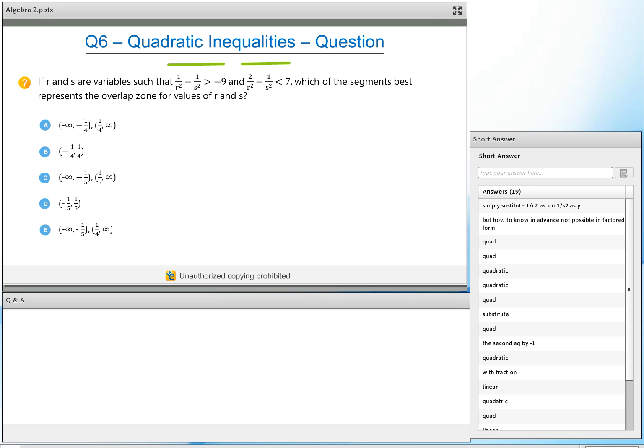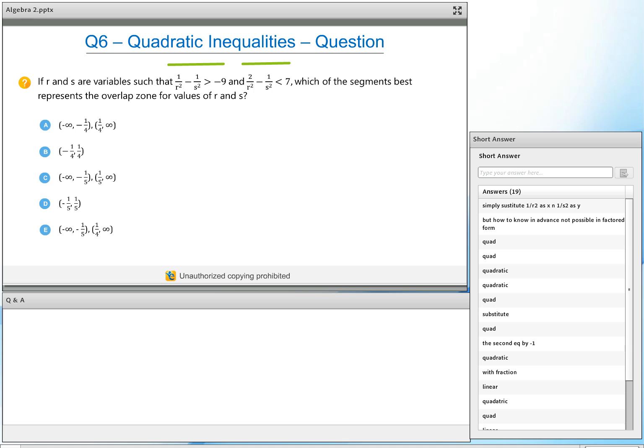Now I have a question: how to know in advance? Not possible in factored form. Again, you need to work on your quadratic inequalities concept so that you understand what a quadratic inequality is. If you have r square and s square together, that is not going to be a quadratic inequality. So you need to understand the concept behind it, and definitely go back into the concept file to understand that.